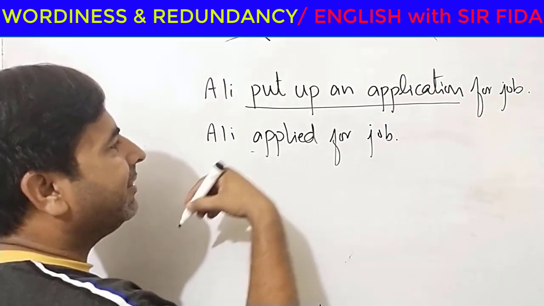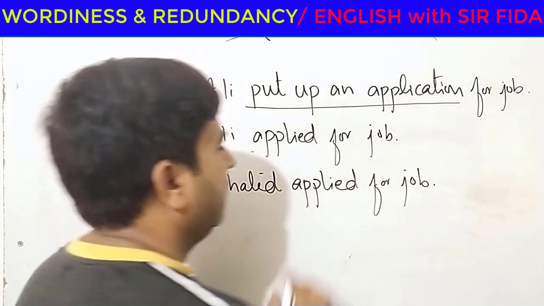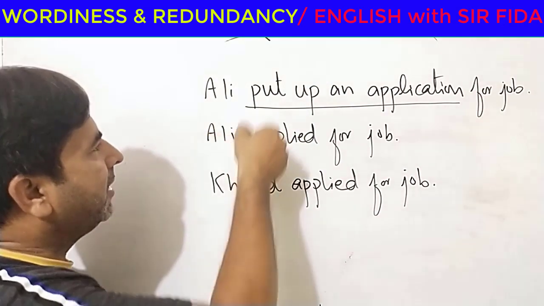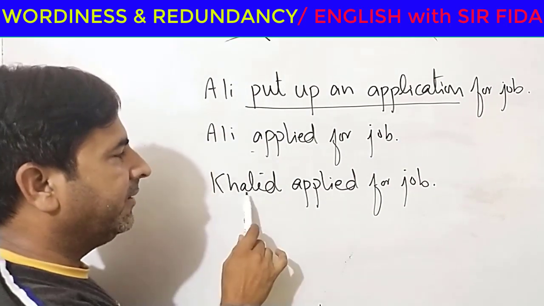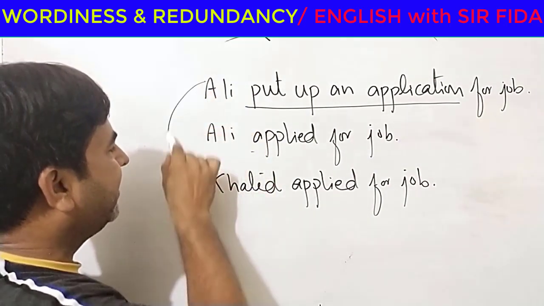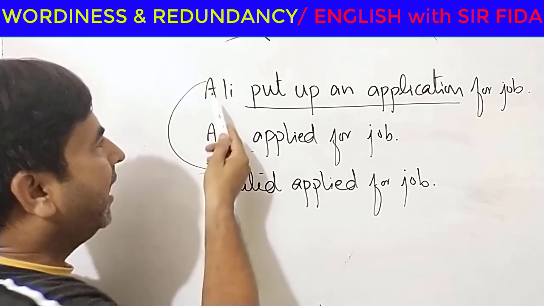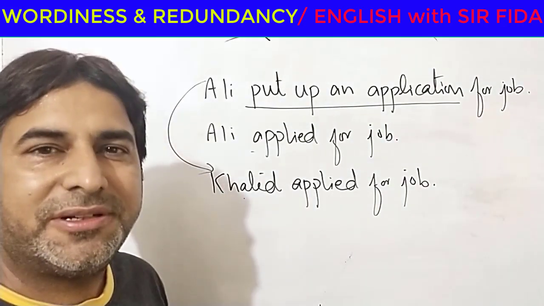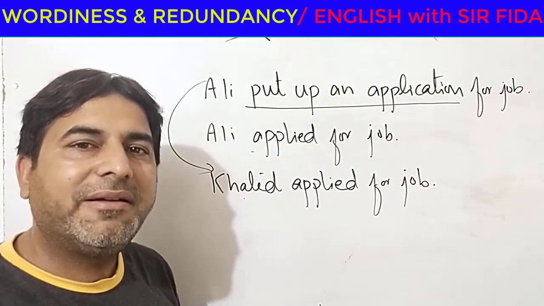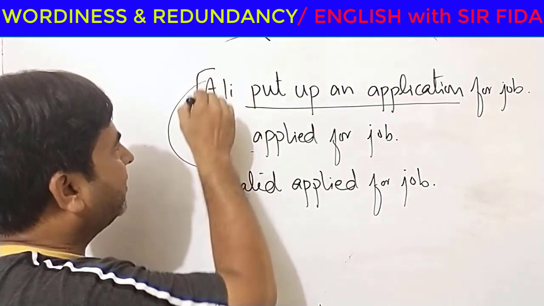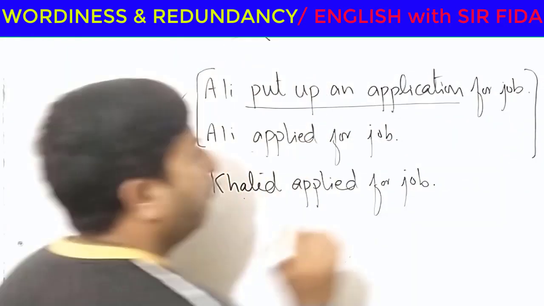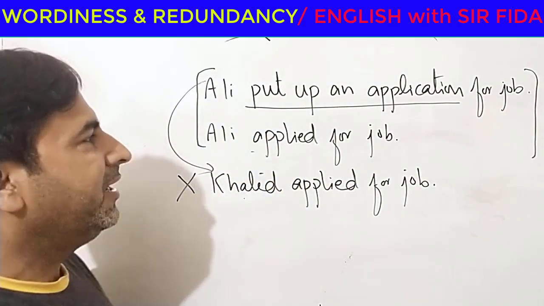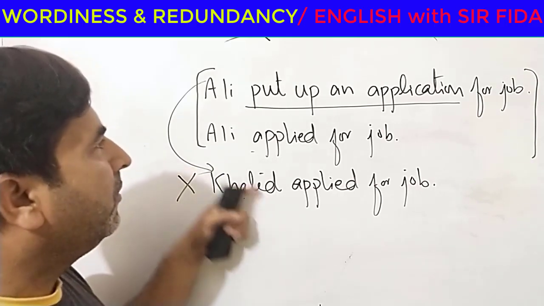But if we make a little change in the idea, now you can see in this sentence the idea varies. Here we are not talking about the subject Ali, but we are talking about Khalid. You cannot compare the first sentence with the third one, because here the idea is distorted. Wordiness can be checked only when two sentences are giving the same idea. So this will not be compared with the first one.